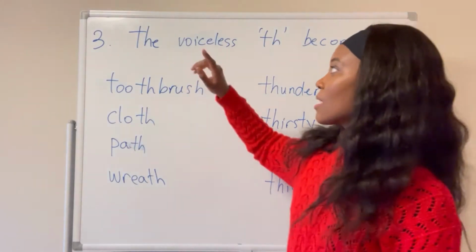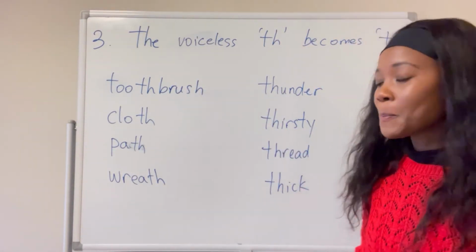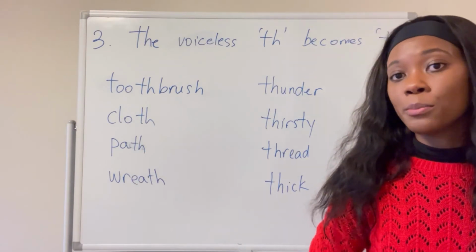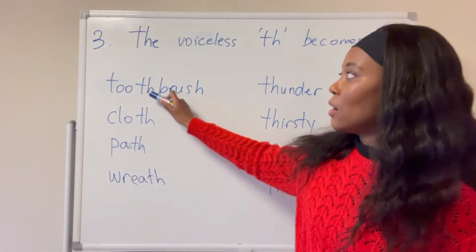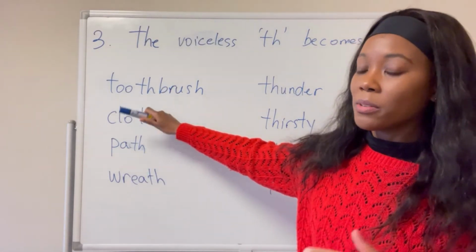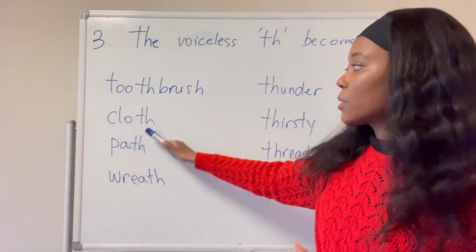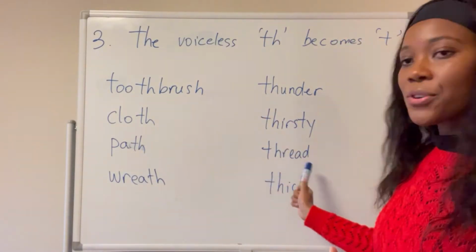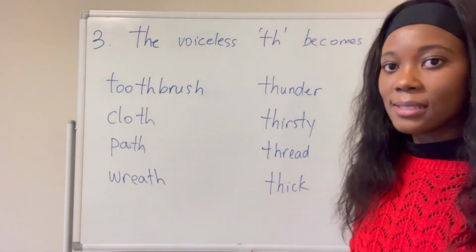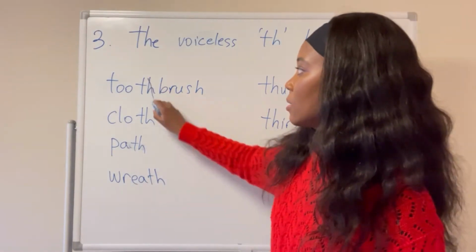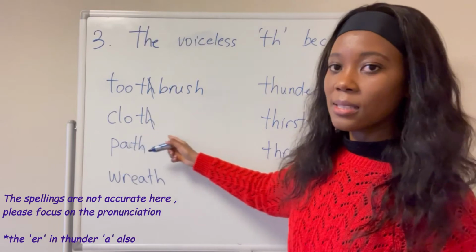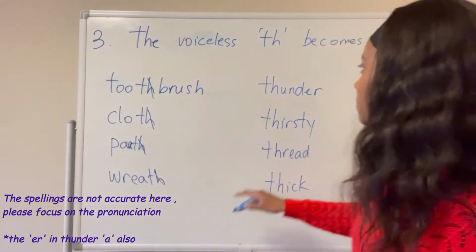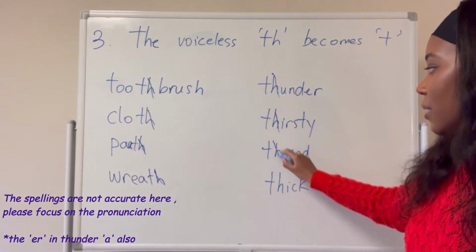Hint 3. The voiceless or the unvoiced TH becomes T. For example, the voiceless TH examples we have here are toothbrush, cloth, path, wreath, thunder, thirsty, thread, thick. These are all voiceless THs. So in all of these cases, they become T. So we have tuthbrush, clot, pat, actually we add an A, pata, wreat, tunda, tirsty, tread, tick.